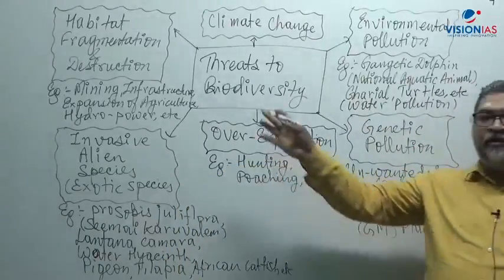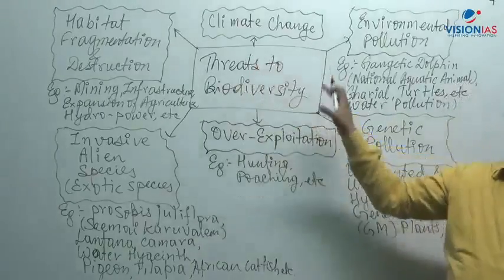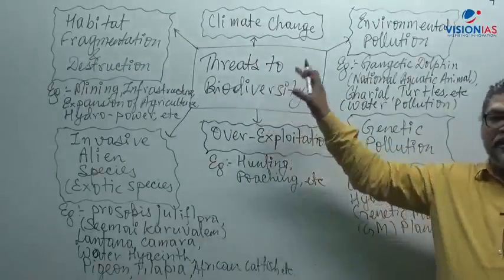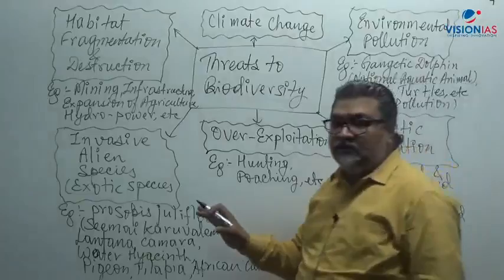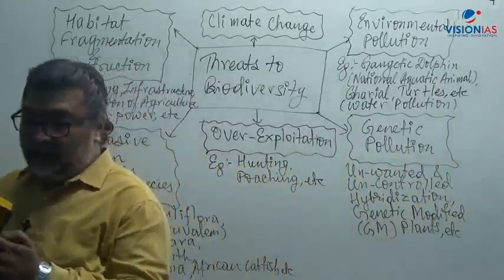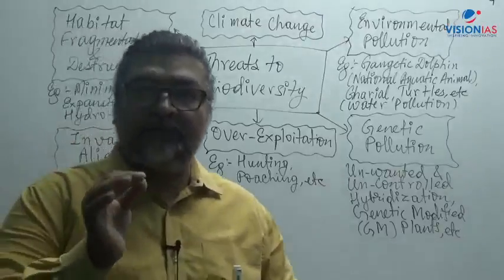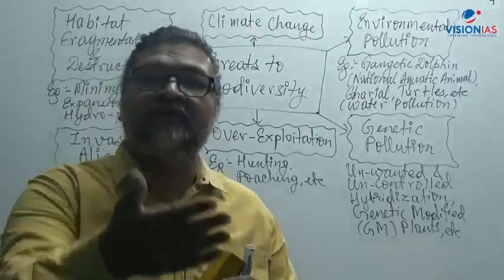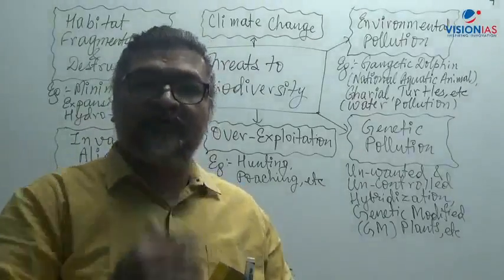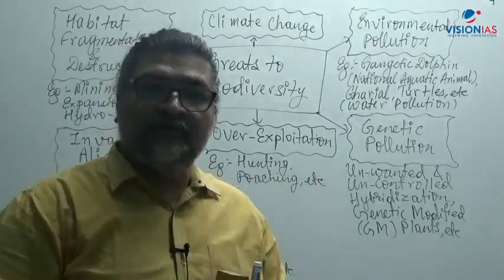I have just given point wise the major threats to biodiversity, what I have drawn on the diagram here. Any doubt you have, any question you want to ask? If you have not understood anything, you can ask me. I will add further and give you more information on that.